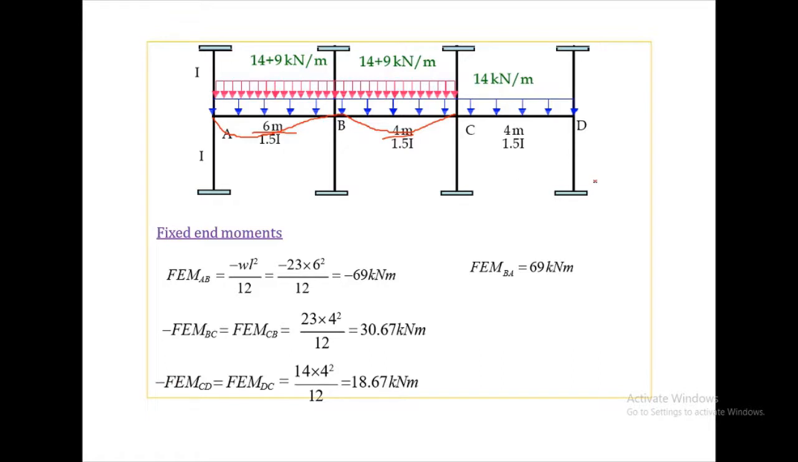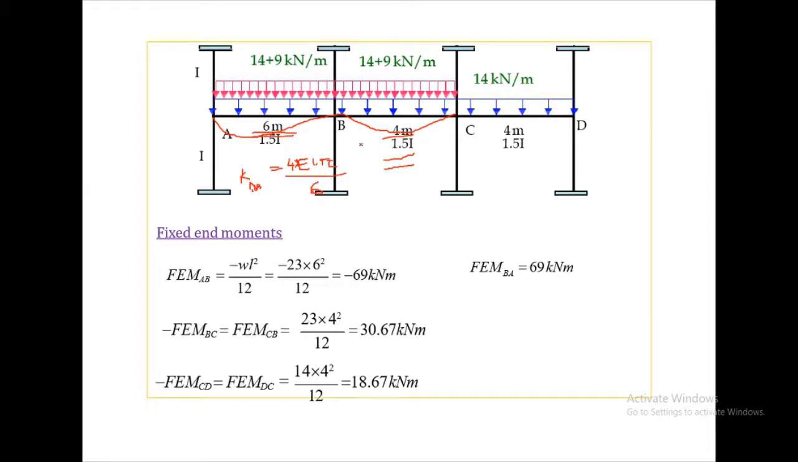Then what is our next step? The next step is to find the distribution factor. In order to find the distribution factor, we need the stiffness coefficient. Stiffness coefficient equals 4EI by L. So, we know that the moment of inertia of the column is I, and the moment of inertia of the beam is 1.5 times I. Therefore, what will be the stiffness coefficient of AB? Consider this as KAB, which is equal to 4 into E, which is constant, into 1.5 I, divided by 6.